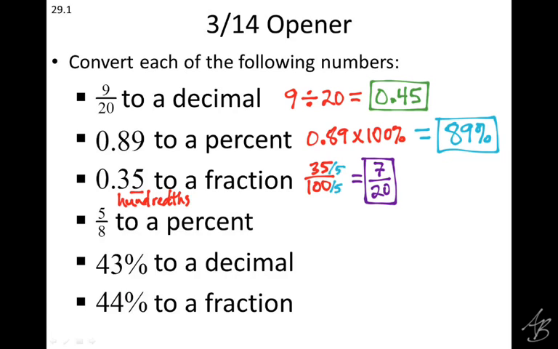Next one, we have a fraction. We want to change it to a percent. We've already changed a fraction to a decimal by dividing. So what do we do with the fraction to get a percent? Taylor? All right, so we're going to take what we get for the decimal and multiply by 100, right? So what are we going to type into the calculator? Good. 5 divided by 8 times 100.